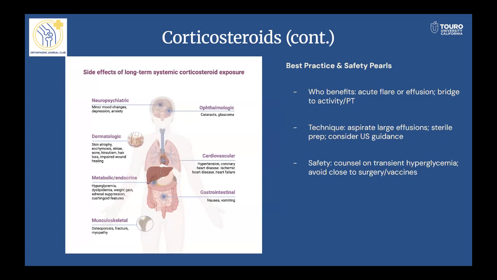Safety-wise, counsel patients on transient hyperglycemia, and again, avoid it close to surgery or vaccines. And if you find that you're using it all the time, like under that 4 to 6 week window, even sooner than that, or more than 3 or 4 times per year on the same joint, it's time to consider other things like PT or weight loss, consider visco for lubrication without systemic effects, and again, potentially think about surgery.